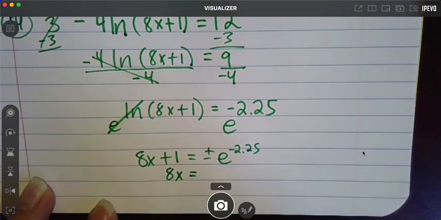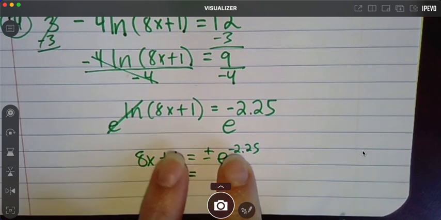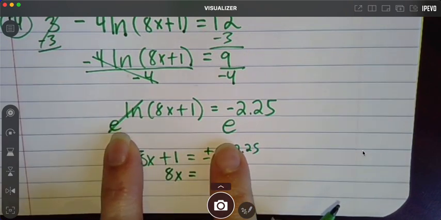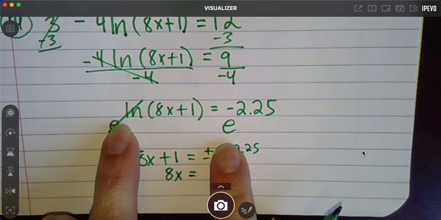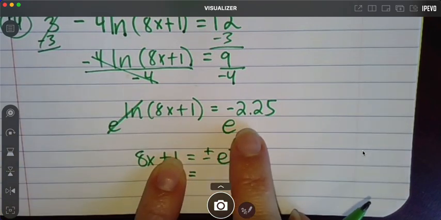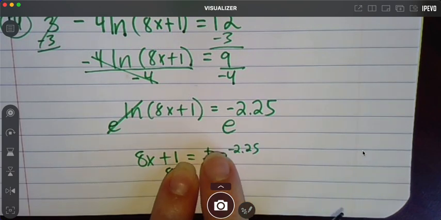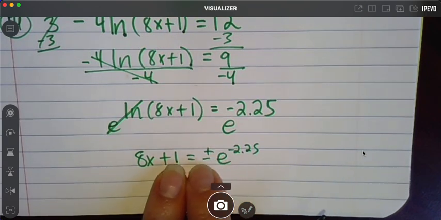I'm lost. Okay, where at? Do you understand to this point right here? Do you understand why I took the E of both sides? Because that had the natural log. So those cancel out, and I brought that down. Then I had to take the E to this side. And remember, you always have to put the positive and the negative answer. Are you good with that?